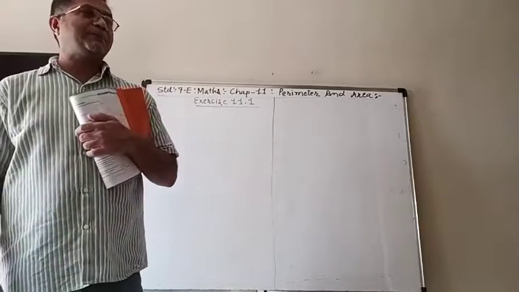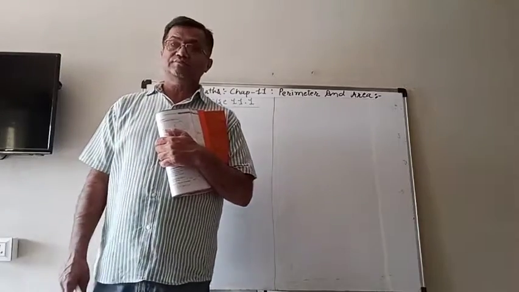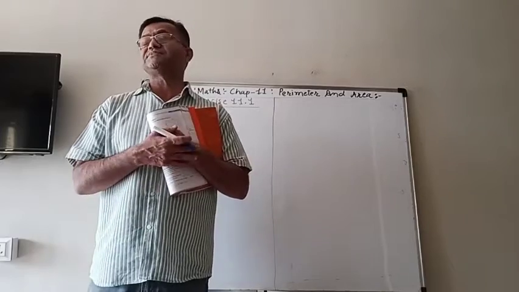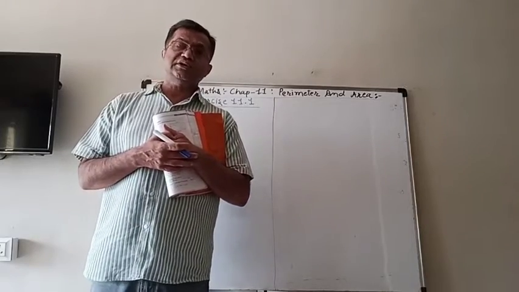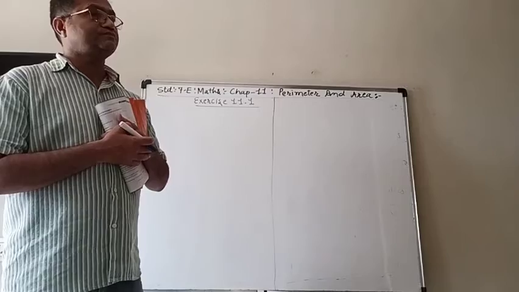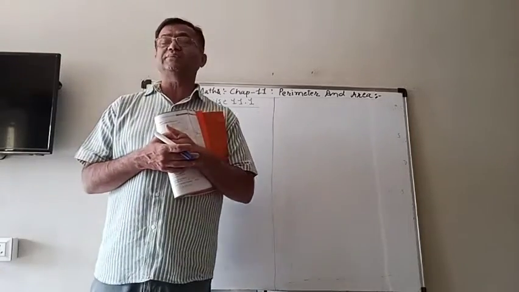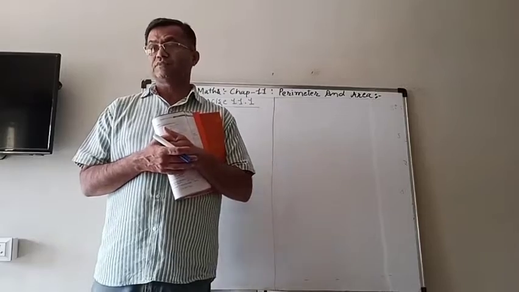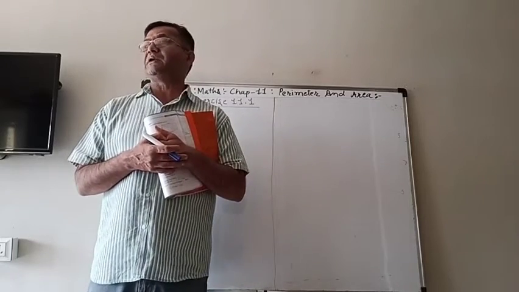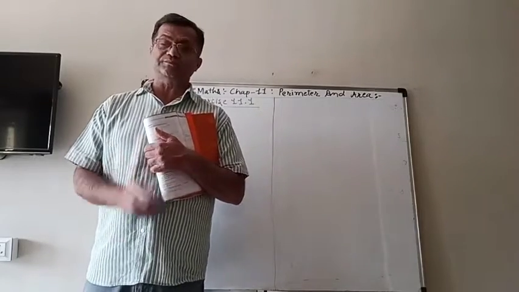We know that perimeter of a square is 4 times sides, that is 4L, and area of a square is side multiplied by side. So we write down as L multiplied by L, or L square.